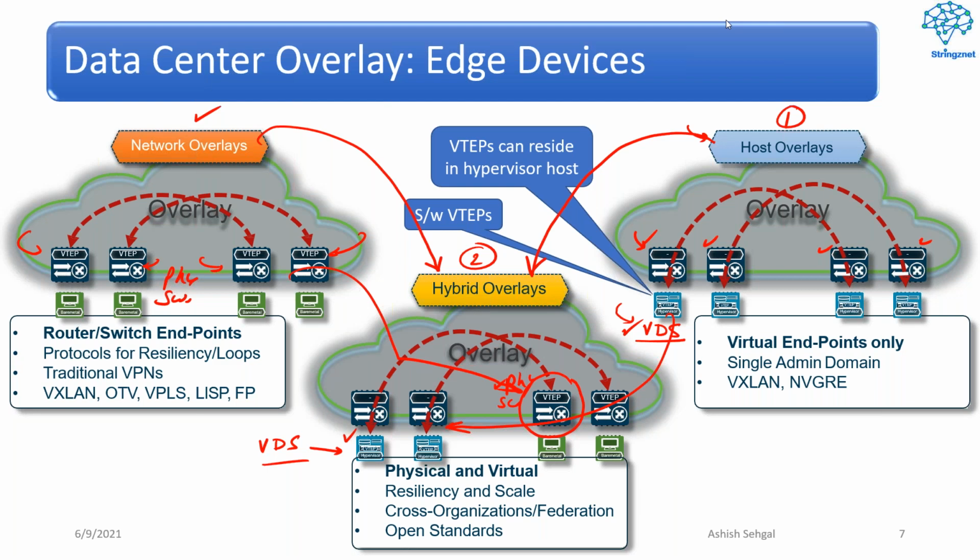But if that VM tries to send a packet to some other VLAN-based VM, or you can say a bare metal, right? So how does this encapsulation or decapsulation work, and how is it sent to these bare metal servers? You're getting my point, what I'm trying to say?